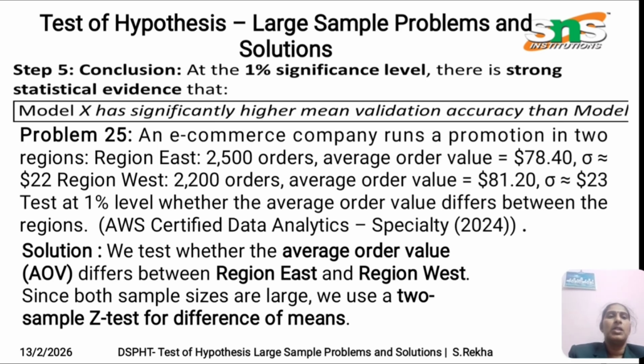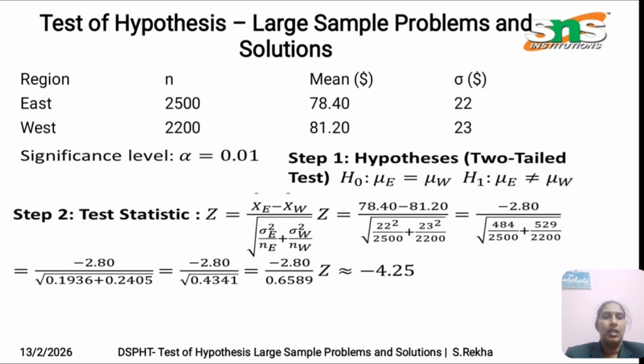An e-commerce company runs a promotion in two regions, where one region has 2500 orders and an average order of 78.40 with sigma 22, and the other has an average order of 81.2 with sigma 23. We have done similar problems based on the two means. Here the east is n equal to 2500 and the west is 2200. The means are 78.40 and 81.20, and sigma is 22 and 23.